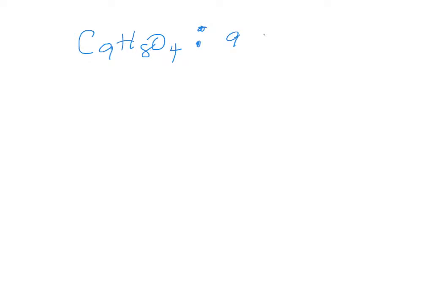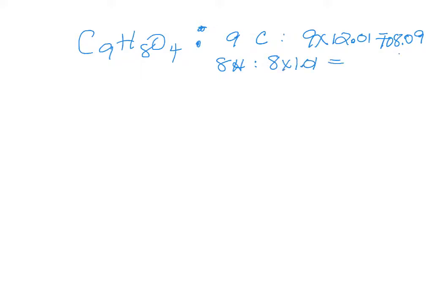So we have 9 carbons. And so that means 9 times the molar mass of carbon, 12.01. And that is, if I do my mental math right, 108.09. And we have 8 hydrogen. So 8 times 1.01 is 8.08 grams per mole. And then we have 4 oxygen.